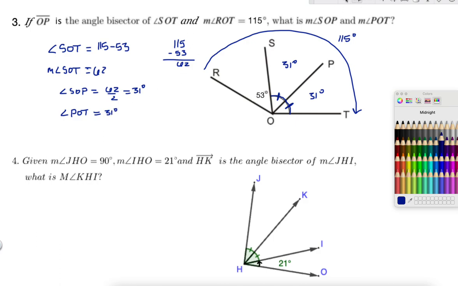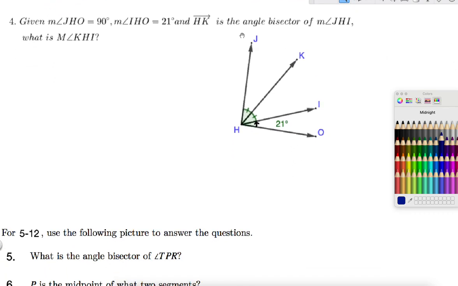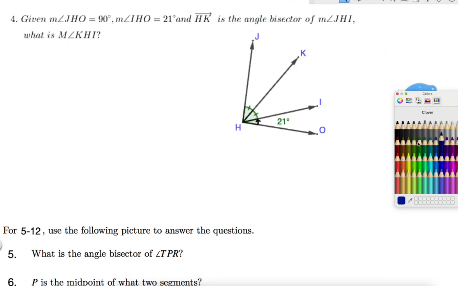All right, next one. Given the measure of angle JHO is 90, JHO, so this angle right here, that's 90. Measure of IOH is 21, we got that. We know that KH is an angle bisector. Okay, so we know these are congruent. And we need to find the measure of KHI. KHI. Okay, I'm looking for this angle right here.